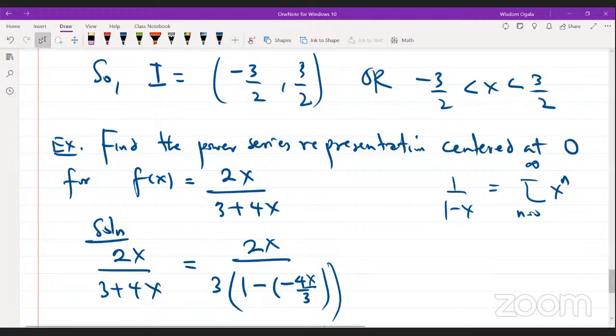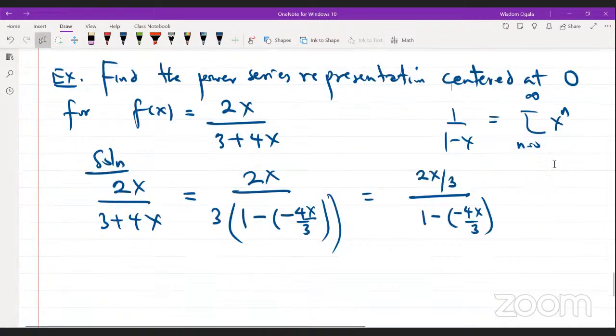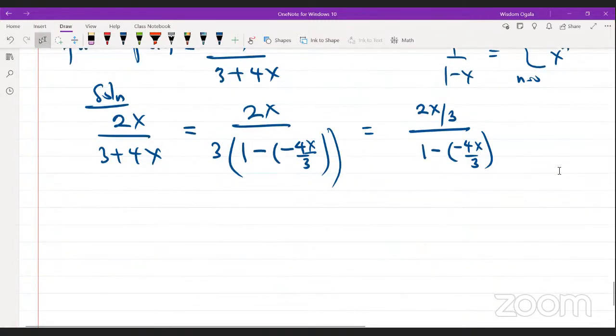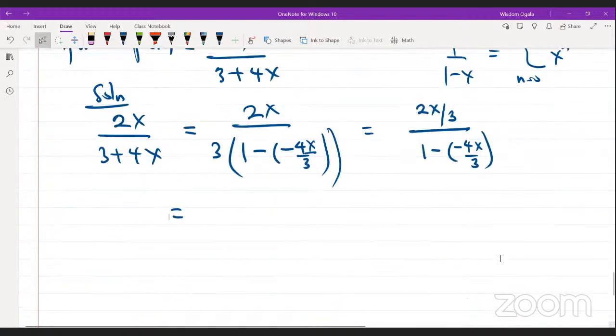Now, let's see. This guy is the same thing as 2x over 3, all divided by 1 minus 4x over 3. Now, if your algebra is very scratchy, it will be dangerous for this part because you really have to go back to the basics, the basic algebra, and fix things, because that's what we're really doing right now. So this guy is going to be the same thing as now. Compare, right? We need to compare. That means wherever I have x, replace x by negative 4x over 3. Keep that in mind.